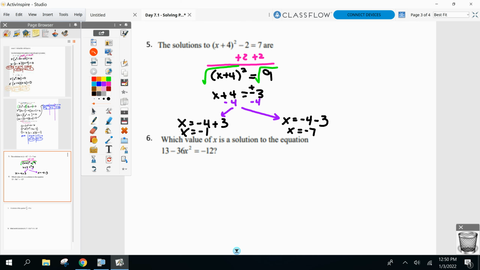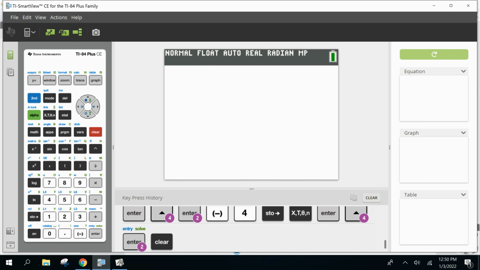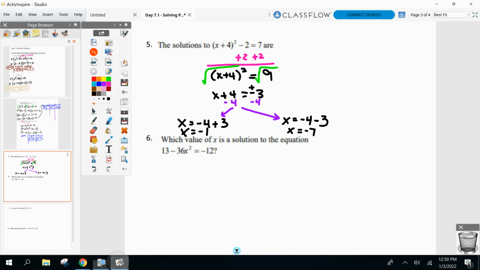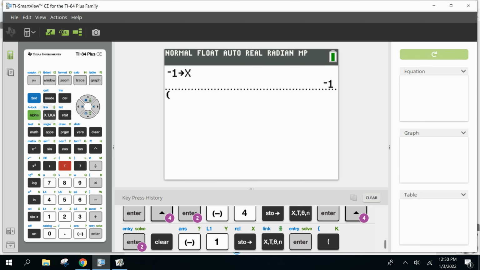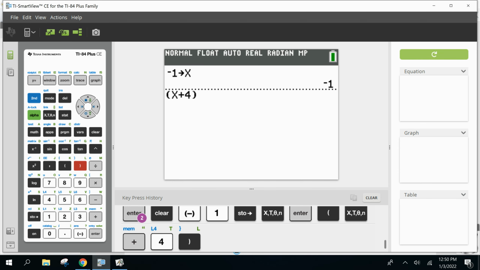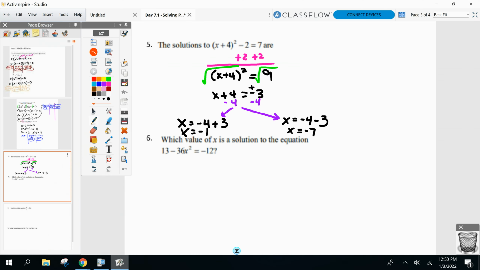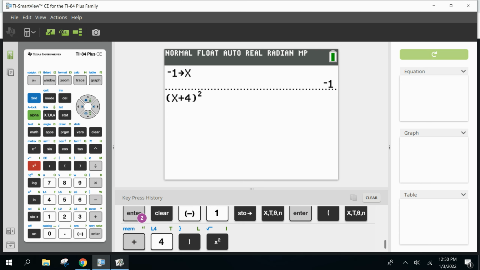All right, let's go to our calculator now and check this one. Test -1, store in for x. Type it just like it's on your paper at the beginning. Parenthesis, x plus 4, square it, minus 2. Every time you were hoping it was going to be 0, not this time, though. What's it equal to? 7, right? Enter. Boom! 7. Whatever it's equal to, that's what I want.